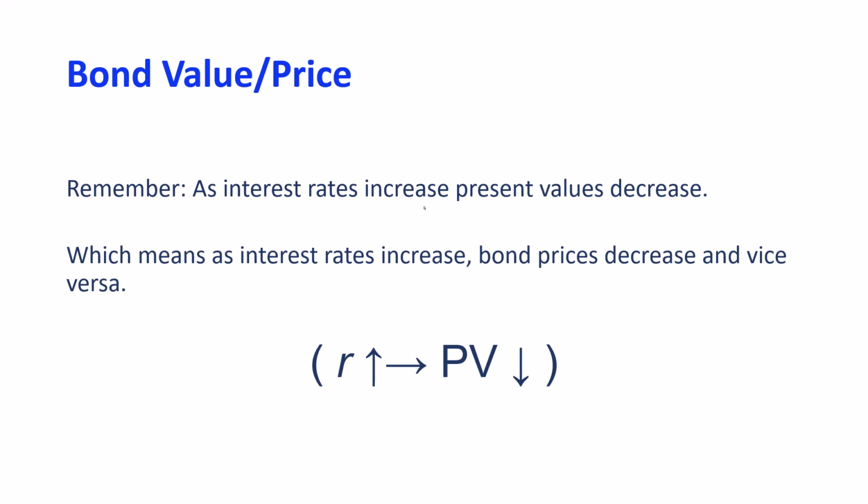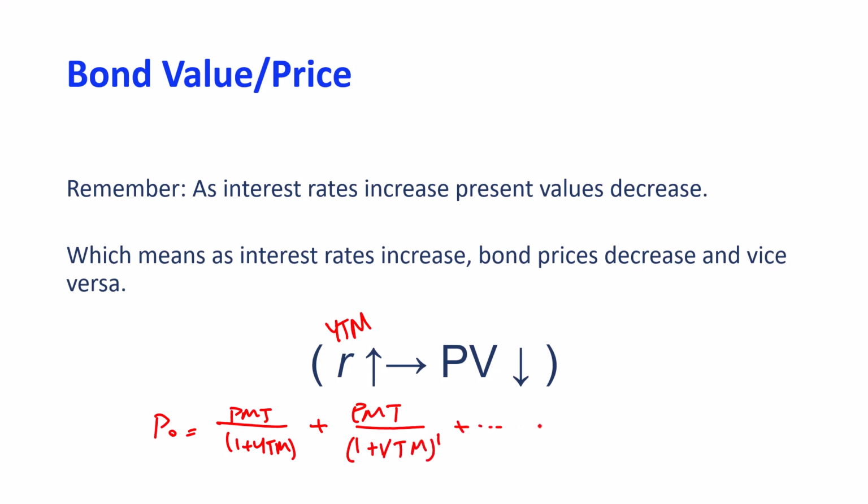The first thing that we want to emphasize is the relationship between the rate, which is yield to maturity here, the discount rate, and the price. We saw that the way we find the price is by discounting the payments with the yield to maturity, and so on and so forth, to the last one. This is future value or par value.